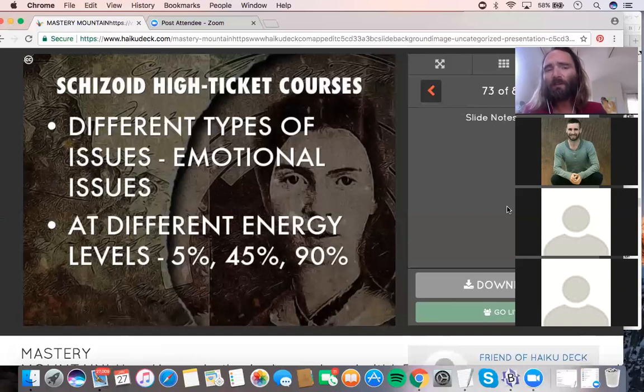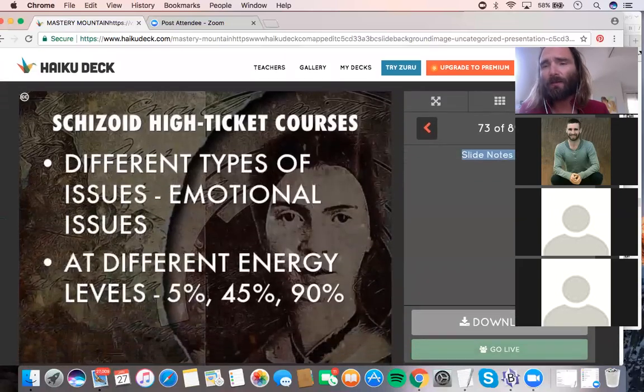And like I said, there are different energy levels. If they're at 5%, they're going to need to get a lot of sun. If it's a depression thing, or you're helping people overcome terror or shyness, or even teaching people how to overcome fear, get in their core power and do public speaking, you could have a high ticket course for that and get people to 90% levels. So those are some high ticket schizoid healings that you could do.